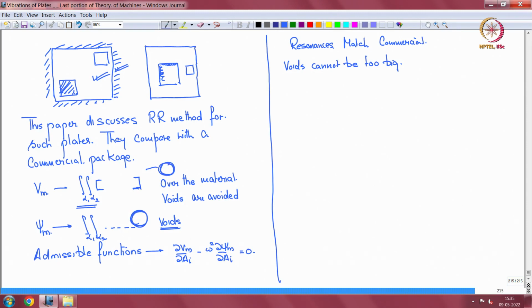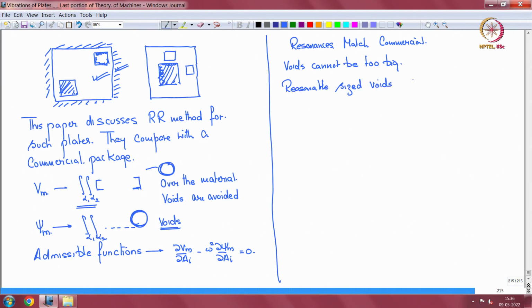Okay. So, it is okay if the size of the hole is small compared to the plate. But once the size of the hole or void becomes comparable to the size of the plate, then warping and all such effects come in. So, you have to satisfy the inner free boundary condition over here. Your admissible function has to satisfy it, otherwise you will not capture it. So, for reasonable sized voids, this is an open problem.